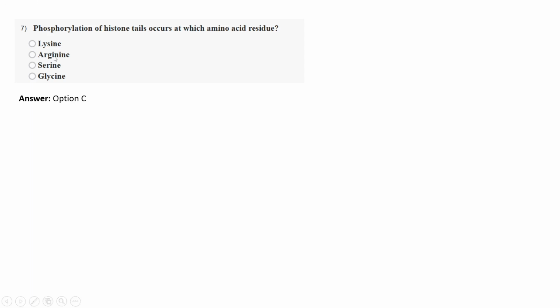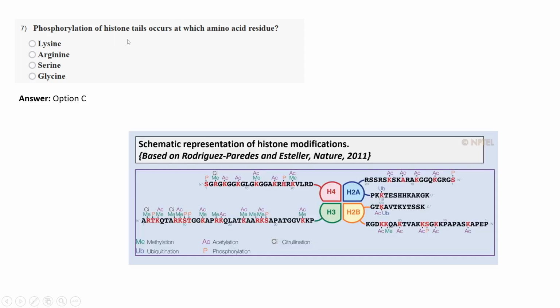Serine is the phosphorylation site. On the lysine, generally acetylation and methylation occur. On the serine, generally phosphorylation occurs on the histone tail. This was the site present, and they are conserved. That you need to remember. Each and every amino acid is conserved.